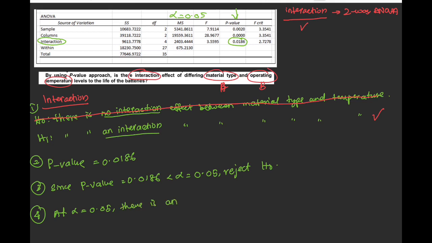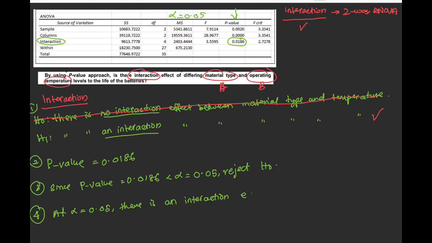there is an interaction effect between material type and operating temperature. So when you use different material types and different operating temperatures, it gives you different results for the battery's life.